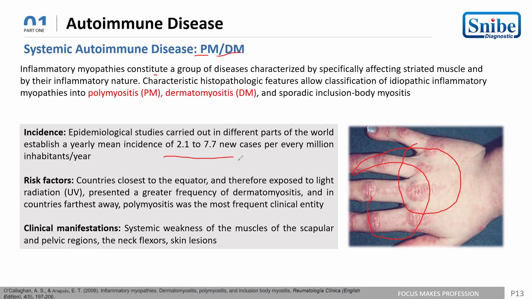As for risk factors, exposure to sunlight, which has more ultraviolet radiation, is associated with a greater frequency of dermatomyositis, and in countries farther away it is the most frequent clinical entity. So these are the reasons why this is common, or the risk factors which may lead to this systemic autoimmune disease, an inflammation of the skin and the tissues.